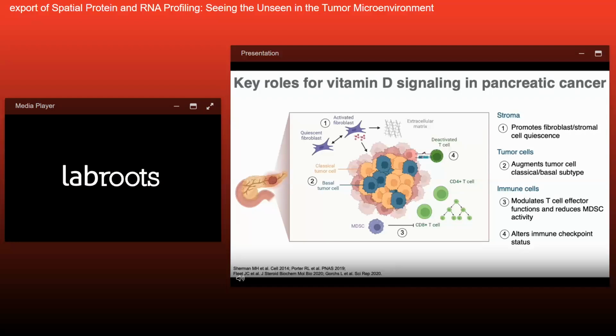However, the story is a little bit more complex than that because vitamin D also appears to augment tumor cell classical basal subtypes by pushing cells to more extreme polarization states. In addition, there's a large body of literature that suggests that vitamin D can also modulate immune cell activity, potentially by reducing myeloid-derived suppressor cell activity and modulating T-cell effector function, and maybe also altering immune checkpoint status.